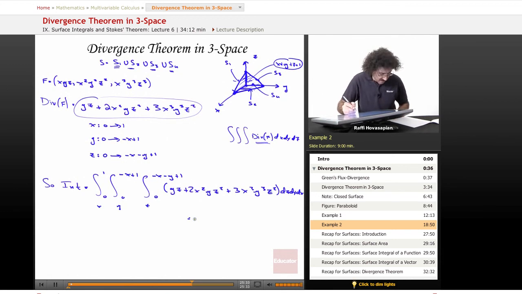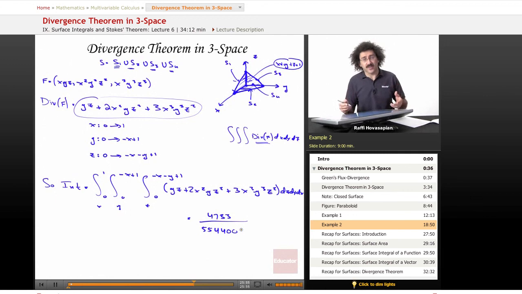And when I put this into mathematical software, I get some odd number, but it is a number. 4733 divided by 554,000. Sorry about that. You know what? No commas. I'll just write out the numbers. How's that? 554400. Again, we have a positive divergence. It's a very, very small number, but it is a positive divergence.